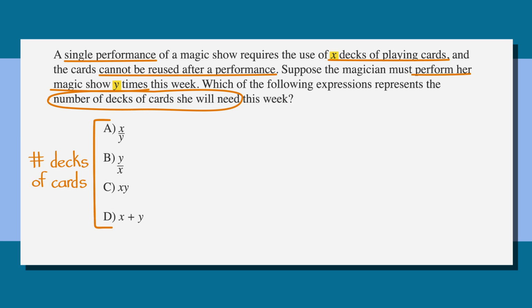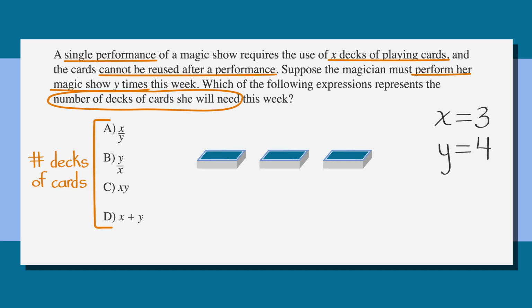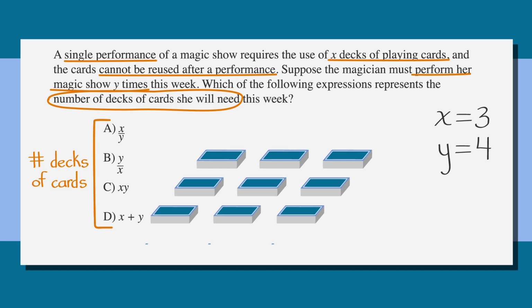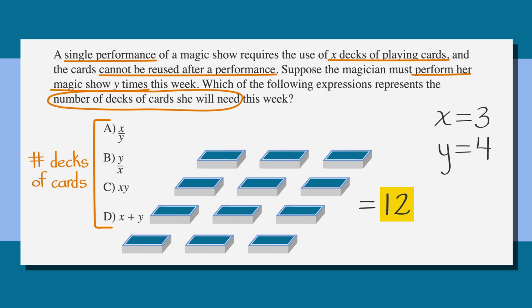All right, we have a couple of variables in the question and in the answer choices. So we can pick numbers for these variables. Let's say X equals 3 and Y equals 4. So if each performance requires 3 decks of playing cards, and our magician gives 4 performances, she's going to need 12 decks of cards. So our answer is going to have to be equal to 12.